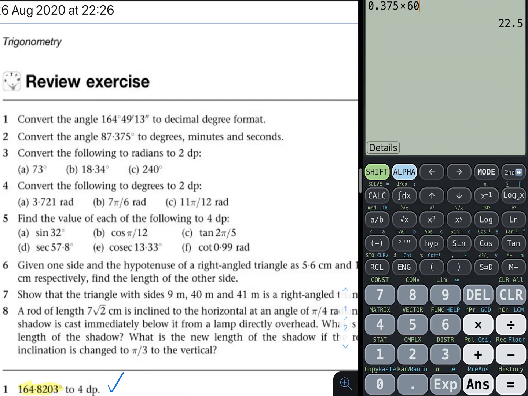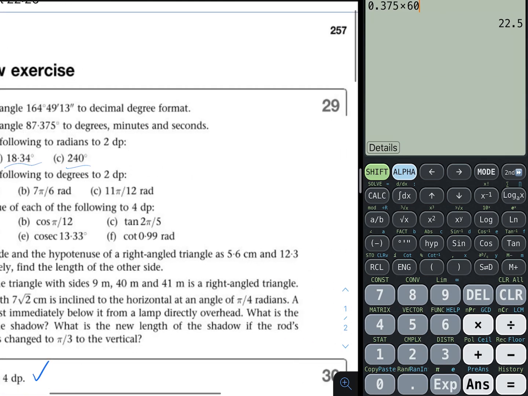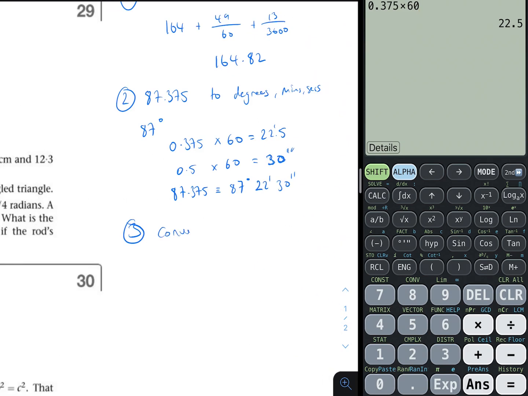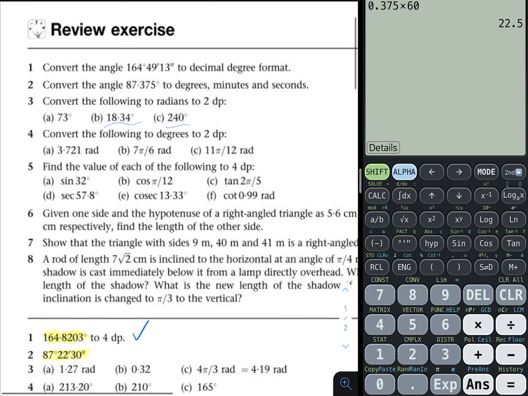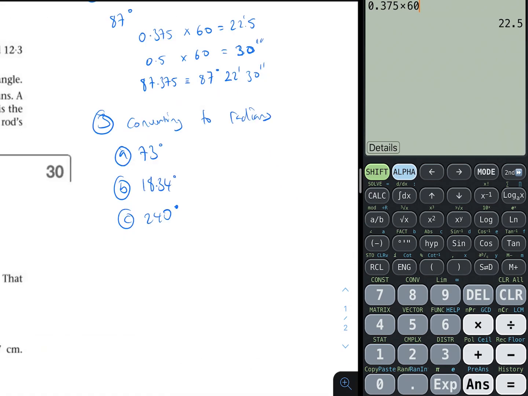Go to number 3. Convert the following to radians to 2 decimal places: 73, 18.34, and 240. We're converting to radians, and they wanted us to convert 73 degrees. B was 18.34, and C was 240 degrees.